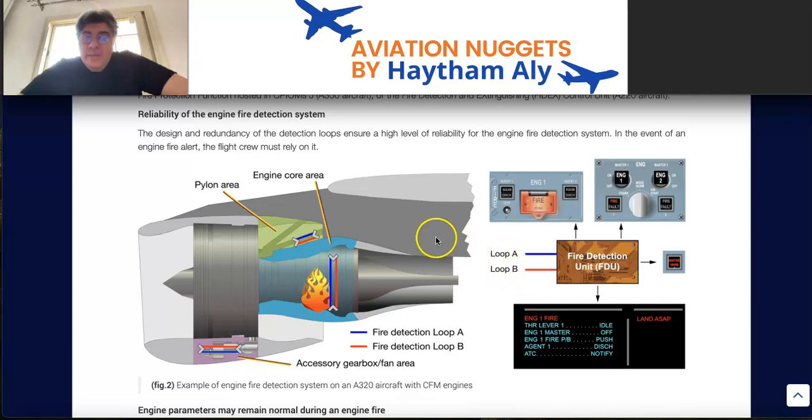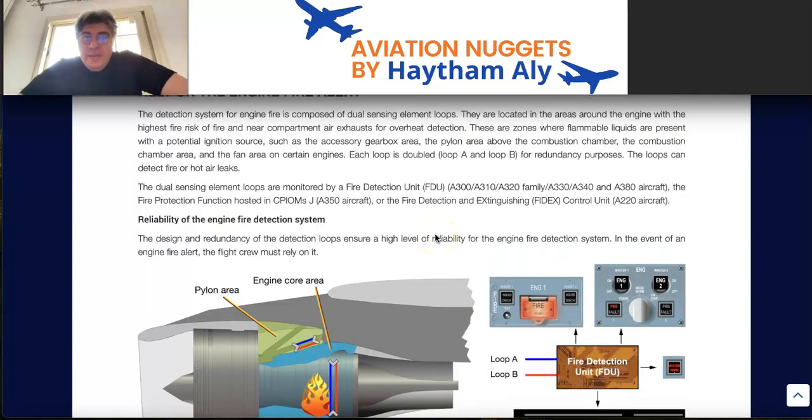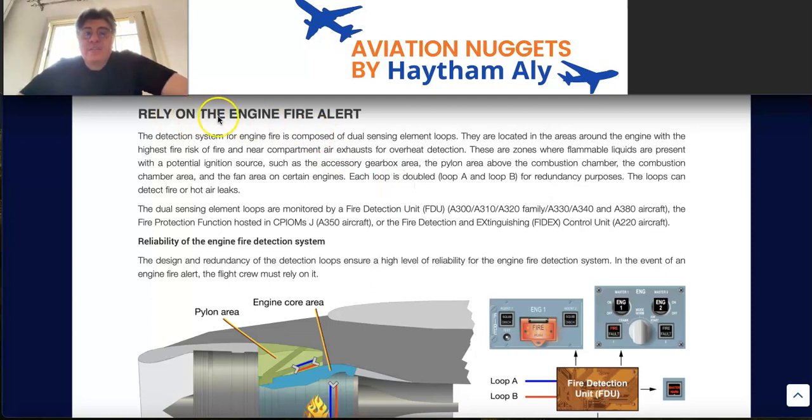Okay, everybody? So as you can see here, you need to rely on the engine fire alert. For each engine, we have a detection system for engine fire composed of dual sensing element loops, loop A and loop B. And the engine fire indication comes up on a dual loop indication. These loops, everybody, are located in the area around the engine with the highest fire risk. What is the name of this area, everybody? Sensitive area of the engine.